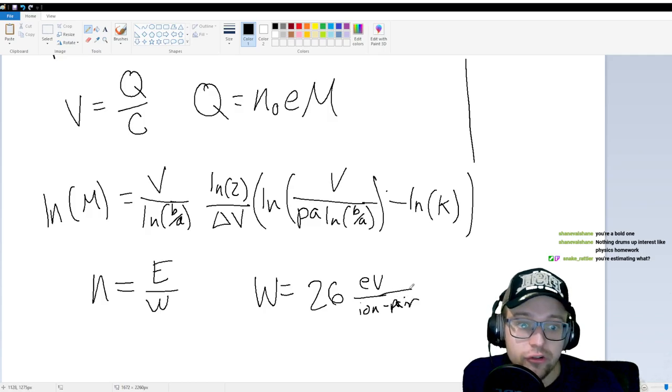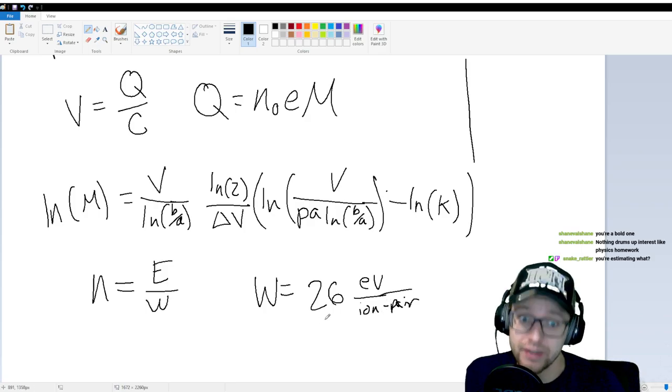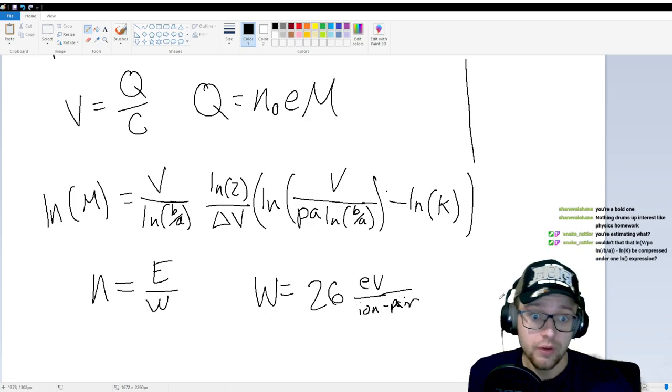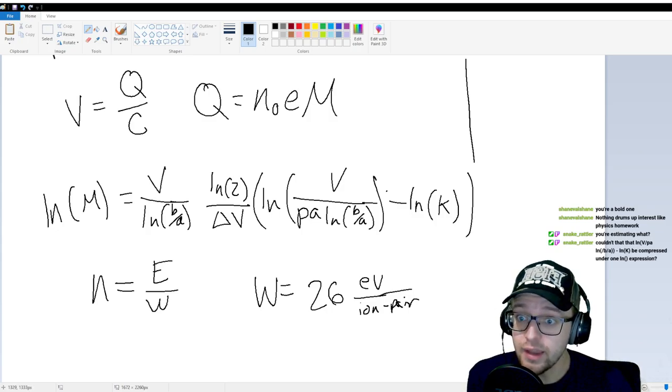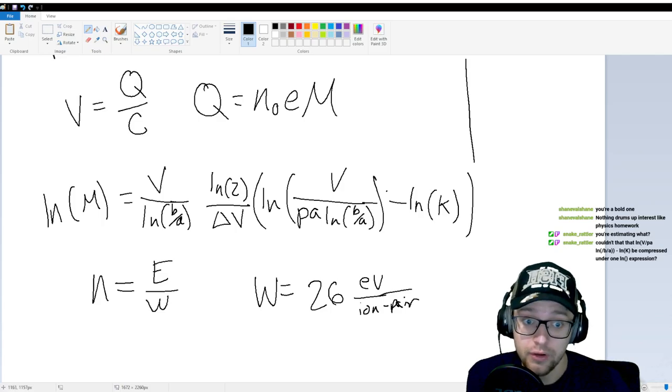This is just how much energy is required to create an ion pair in the gas. And these ion pairs are what are going to be providing our voltage pulse. So, couldn't that be compressed? Yes, it could, but it's a lot more explicit in this regard.